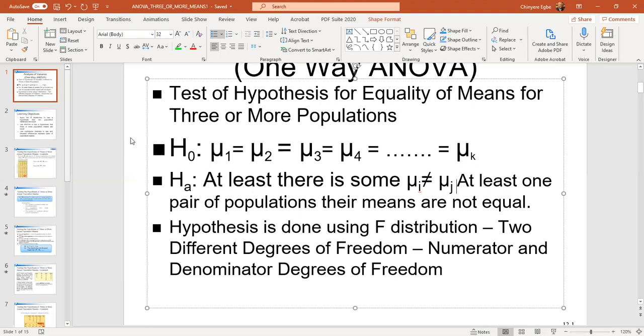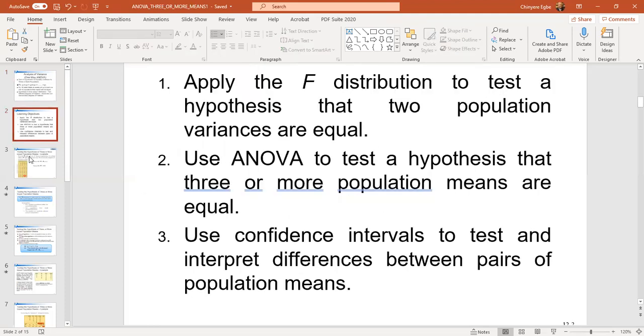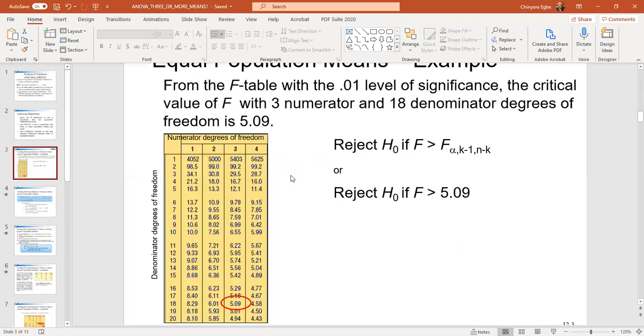freedom. So again, this is a sample of the F table. You have the numerator degrees of freedom, which is k minus 1, k being the number of subgroups. And so if there are 4 subgroups, the first degree of freedom will be 4 minus 1, which is 3. If there are 7 subgroups, then the first degree of freedom will be 7 minus 1, which is 6.